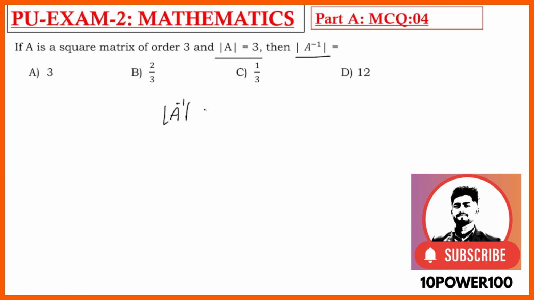So determinant of A inverse is equal to 1 by determinant of A. So easily the answer is known. 1 by determinant of A is 3, so 1 by 3. So option C, 1 by 3 is the answer.